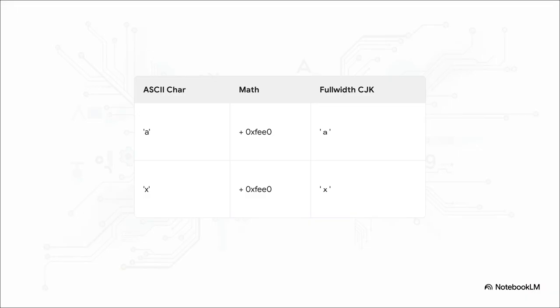So check this out. If you take the underlying integer value of literally any standard ASCII character, let's just say a lowercase a or an x, and you simply add that magic offset of 0xFEE0, the result is the exact correct full-width character you need. It is a perfect one-to-one mathematical translation, with absolutely no hard-coded lookups required.